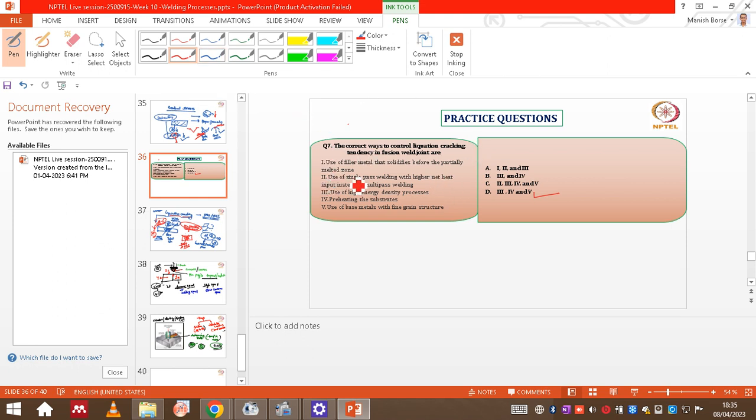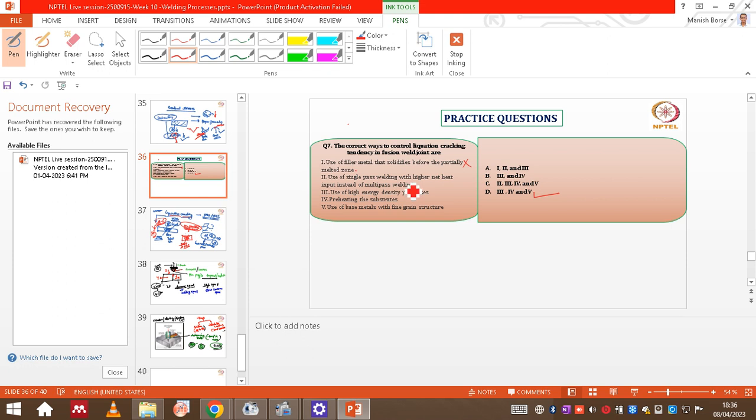So as I said, to prevent liquefaction cracking, the filler metal should solidify after the partially melted zone, not before it. Aluminum silicon is the filler we mainly use for aluminum alloys, which ensures that the last solidifying liquid will be in the fusion zone, not in the partially melted zone. Okay, so the second option asks about the use of single pass welding with higher net heat input instead of multipass welding.